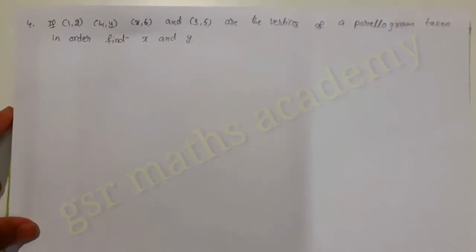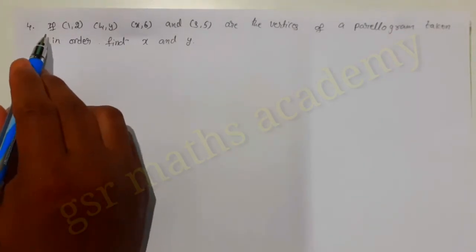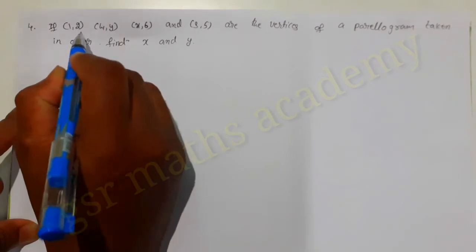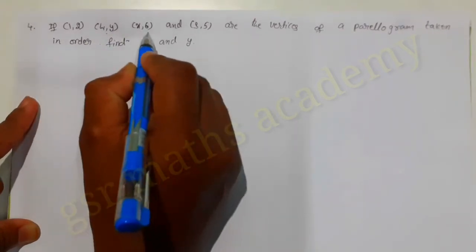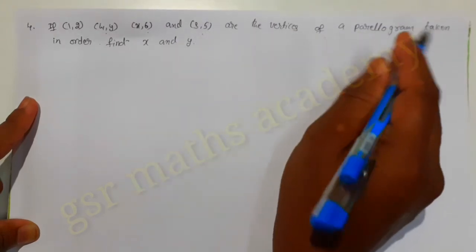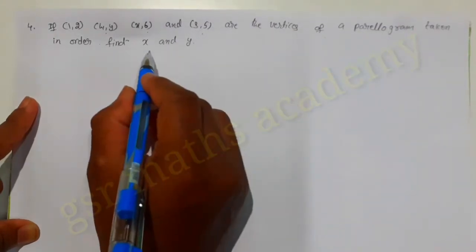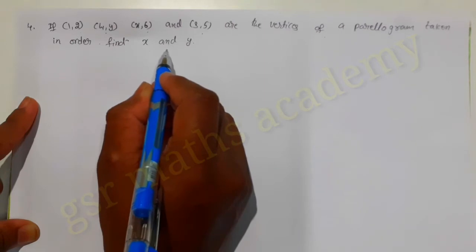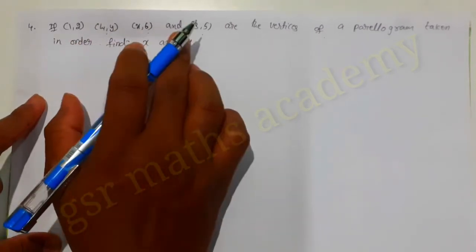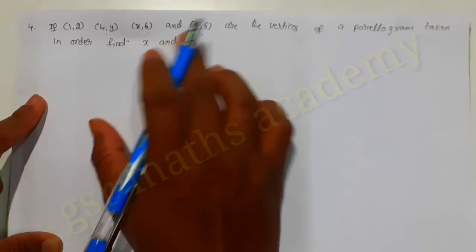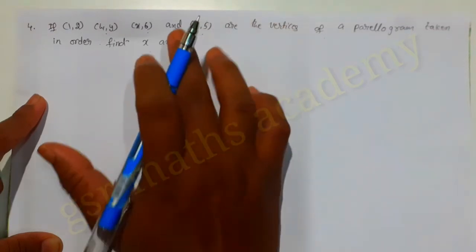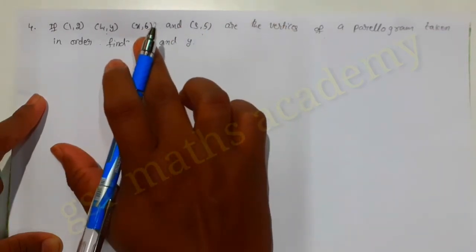Now we are going to discuss the fourth problem of exercise 7.2. Let us read the question. If (1, 2), (4, y), (x, 6) and (3, 5) are the vertices of the parallelogram taken in order, we need to find the values of x and y. They have given these 4 points and mentioned that these are the vertices of the parallelogram, and with the help of that we need to find x and y.